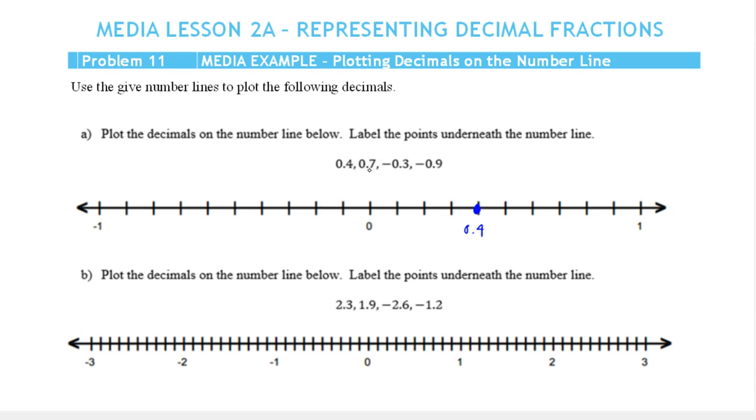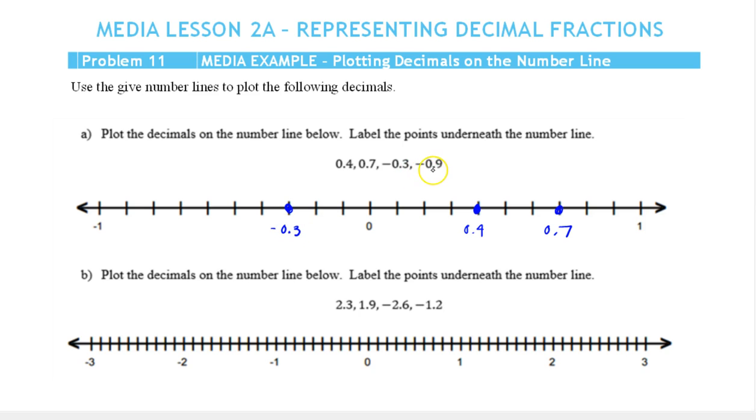Now we have 7/10. Well, that's going to be 1/10, 2/10, 3/10, 4/10, 5/10, 6/10, 7/10. So 0.7. Now we have -3/10, -0.3. Well, to work in the negative direction, we count to the left. So this would be -1/10, -2/10, and -3/10 would be right here, -0.3.